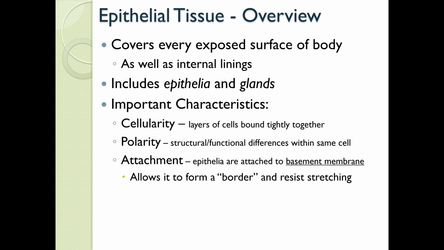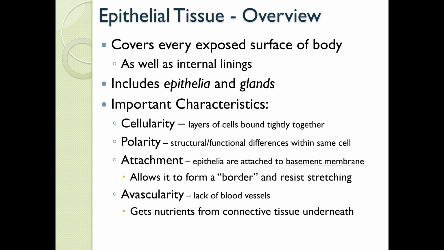They also have the characteristic of attachment. Epithelia are attached to an underlying basement membrane, and this allows the epithelial tissue to have a border and also to resist stretching. Epithelial tissue is also avascular. That means it does not have blood vessels. So the cells that make up the epithelial tissue must get their nutrients and oxygen from the connective tissue underneath. Wherever you find epithelial tissue, you're going to find connective tissue underneath it. And connective tissue is our next type of tissue in the next section.